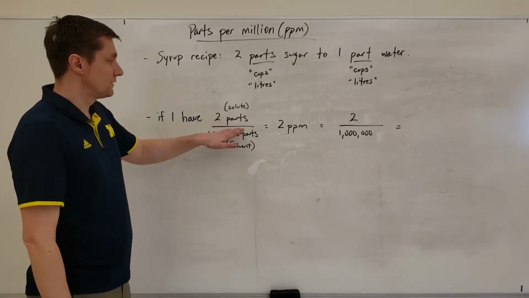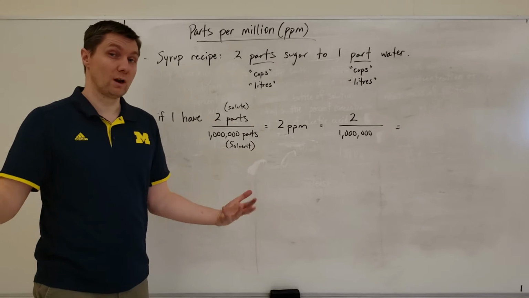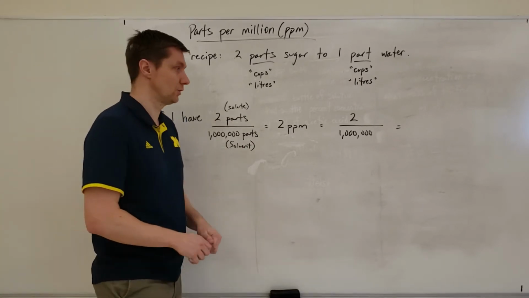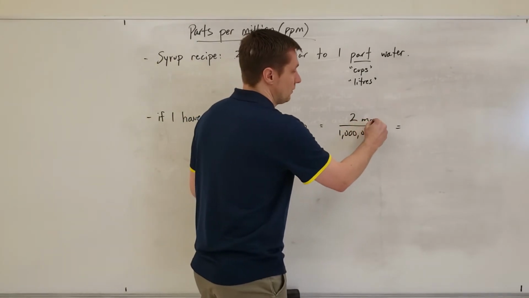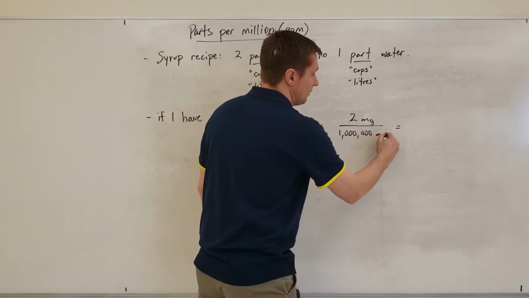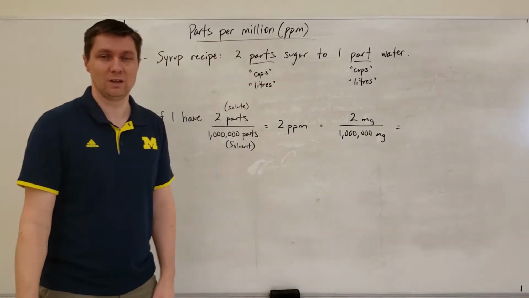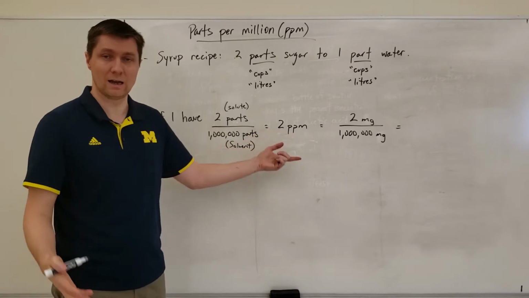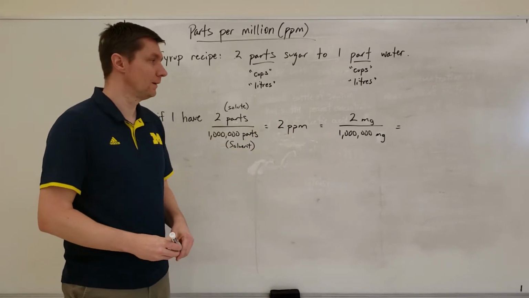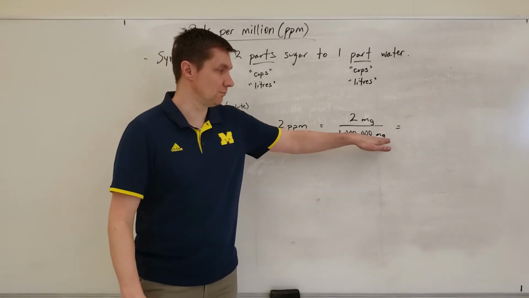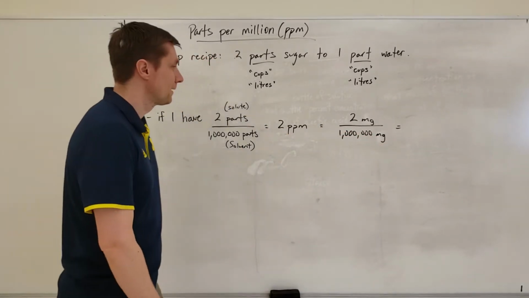Now, I can substitute the word parts for whatever unit that I want to substitute, just so long as the unit is consistent. So if I wanted to say 2 milligrams of salt is dissolved in 1,000,000 milligrams of water, then that would mean, again, that I have 2 parts per million. 2 parts, in this case the parts is milligrams, in 1,000,000 parts, milligrams.